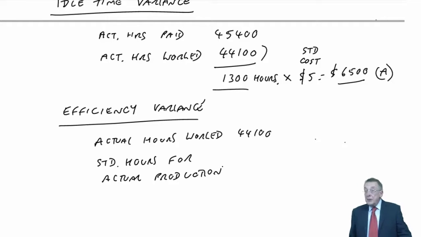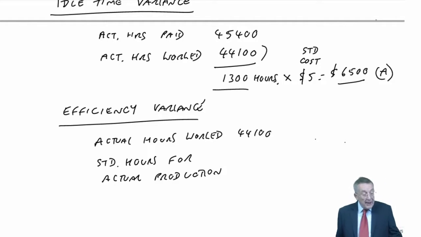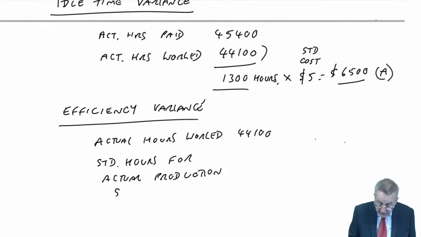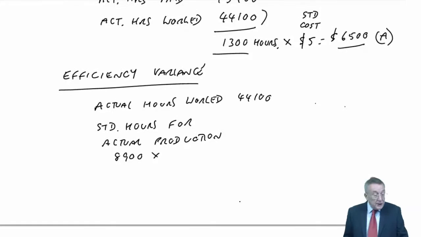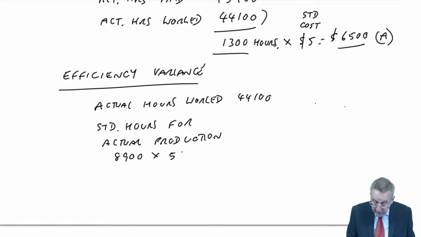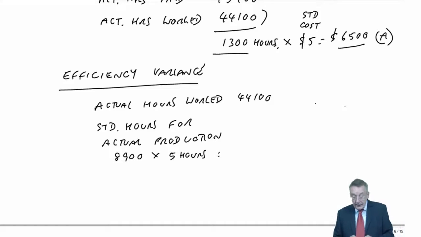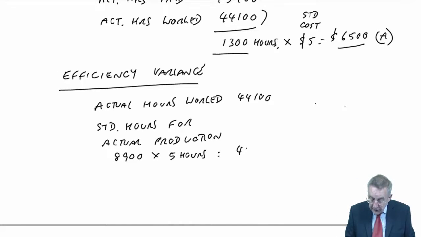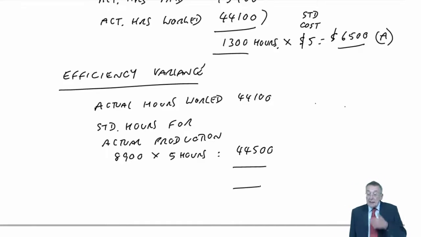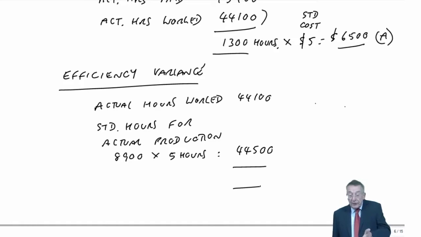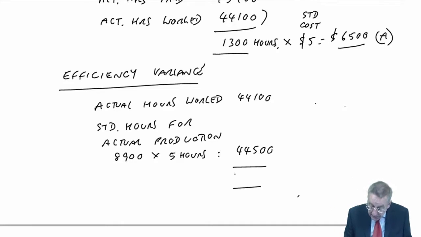How many units did we produce? Be careful. In a hurry, you can easily get the wrong figure. But the actual production was 8,900 units. How many hours should each unit have taken? From the cost card, it should have been 5 hours. And therefore, they should have taken 8,900 times 5. They should have taken 44,500. So here they actually did well. They should have taken 44,500. We've saved 400 hours.